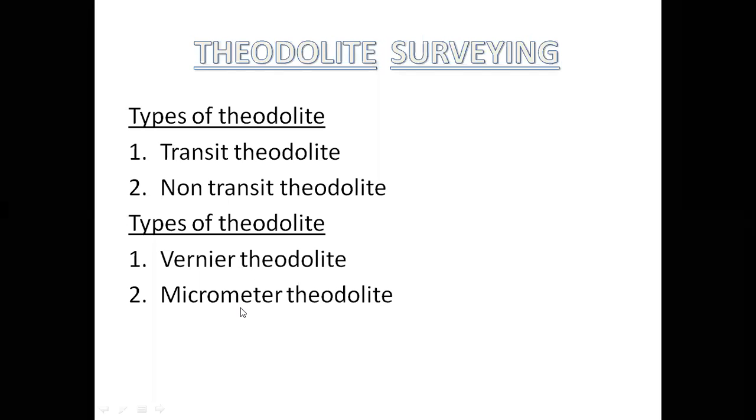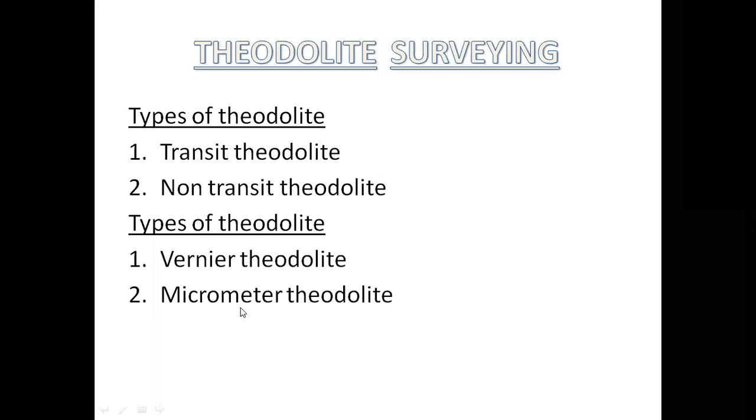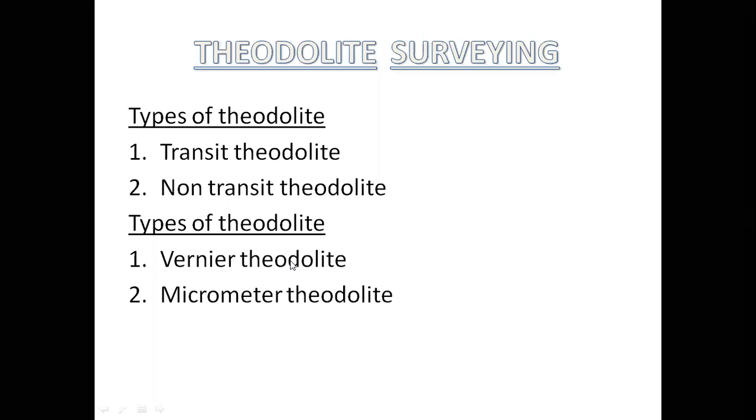Now another type of theodolite is according to the angle measuring system, meaning the circle provided on a theodolite for measuring the angle. If that circle has a vernier scale, then it is called a vernier theodolite. If that circle has a micrometer scale, then it is called a micrometer theodolite. This depends on the scale that is used in the theodolite. These are the types of the theodolite.